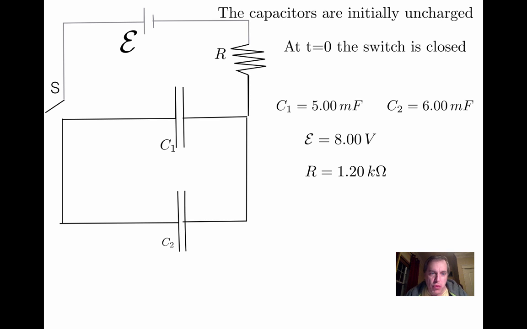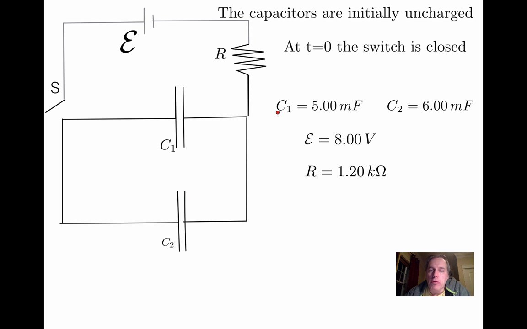And what we have here is a circuit where there's a switch here. We're told that the capacitors are initially uncharged and we close the switch at t equals 0. What will happen, obviously, is because we have a battery here, the charges will start to accumulate on the two capacitors. But this is not a simple charging circuit because we have two capacitors, and we have a resistance here.